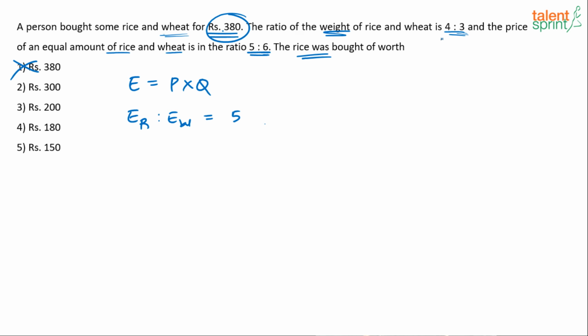So what is the price factor of rice? 5. Let's say, to make things simpler, this is 3x and 4x. This will be 5y and 6y. So actually x and y don't matter because those are going to get cancelled anyway. So the expense on rice is going to be 5y into 4x, and the expense on wheat is going to be 6y into 3x.